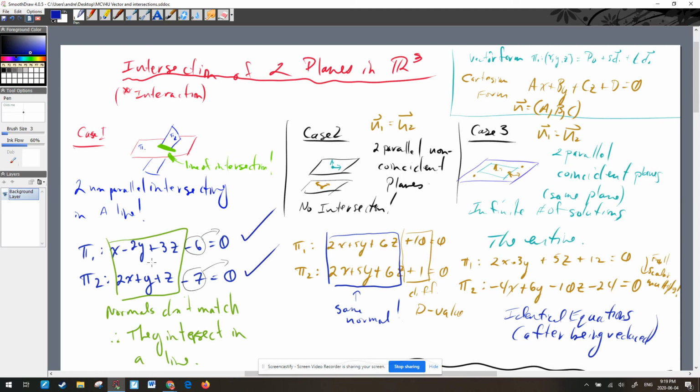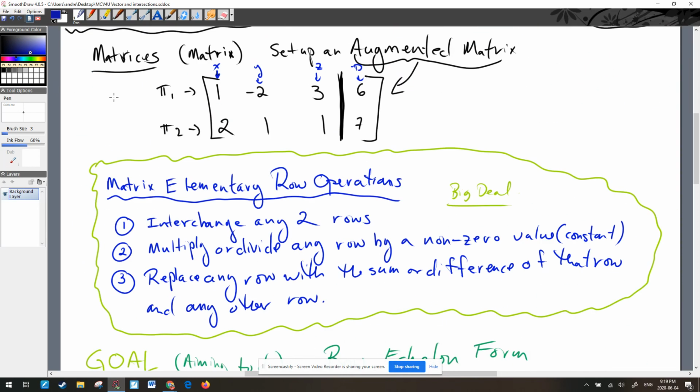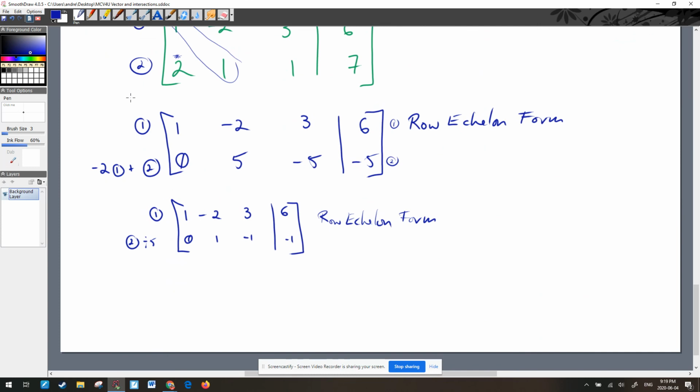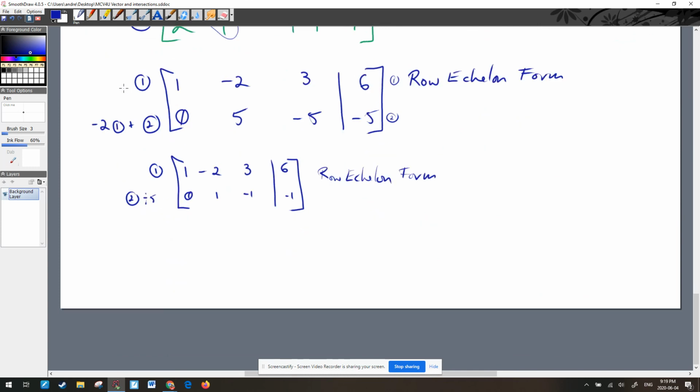Now, this is where it gets a little bit hand wavy, okay? And it's going to seem like I'm cheating, but this is really how it works. Now, we know that they intersect in a line.